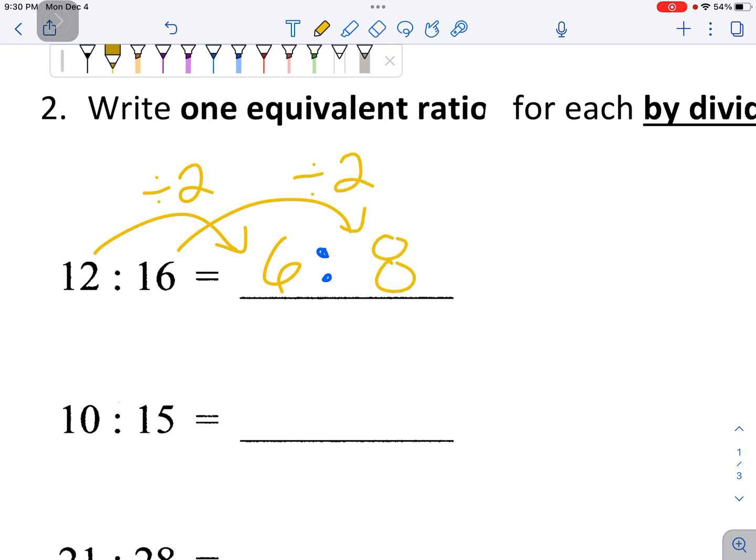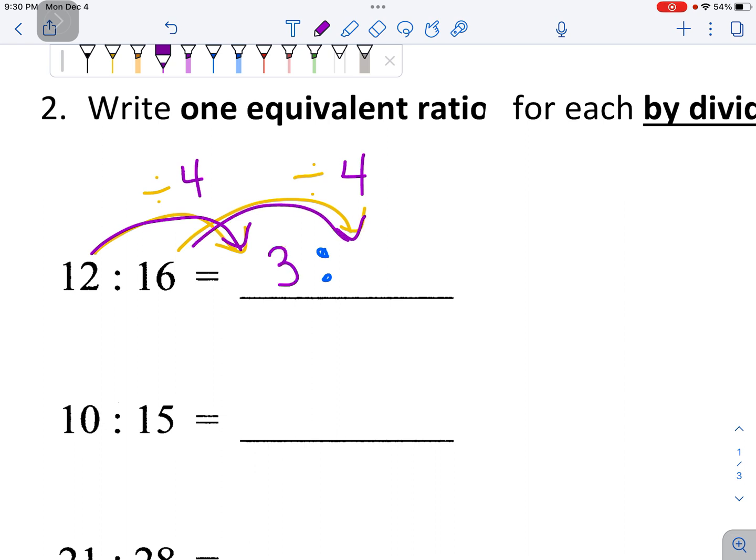Now, it says write one equivalent ratio. I didn't have to pick 2. I could have picked 4. Let's do that this time. 12 divided by 4 is 3, and 16 divided by 4 is 4. So 3 to 4 is equivalent.